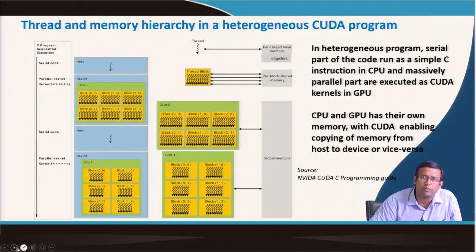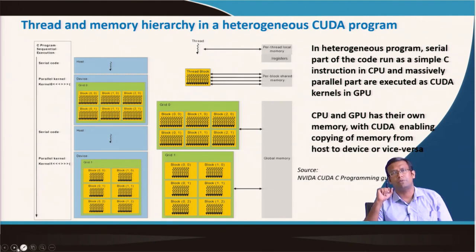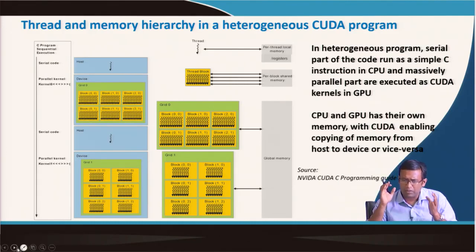Because a CUDA C program is a program which will not only run in GPU or in CPU, it will run in both CPU and GPU. A part of the program will run in CPU, a part of the program will go to GPU. That's why we call it a heterogeneous program, because the simple C instructions will run in CPU and the massively parallel part will go to GPU.